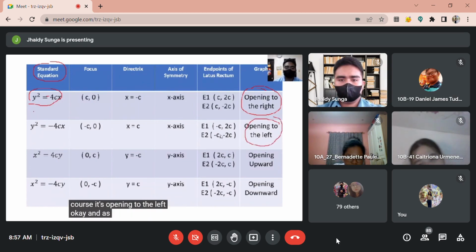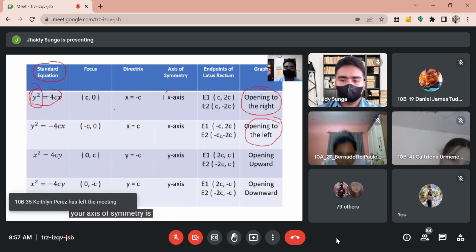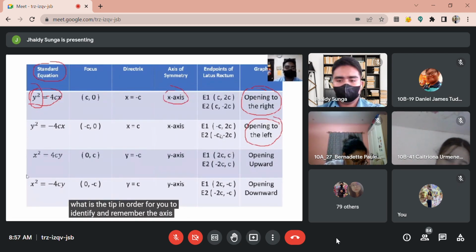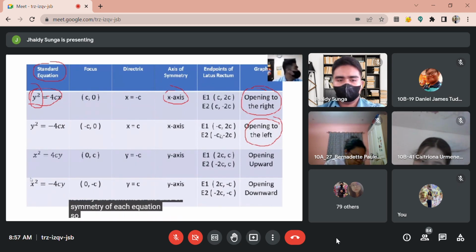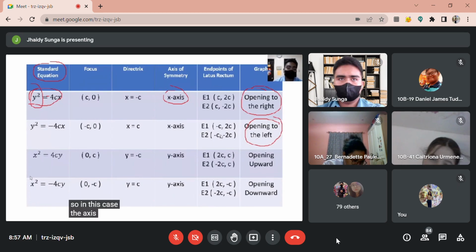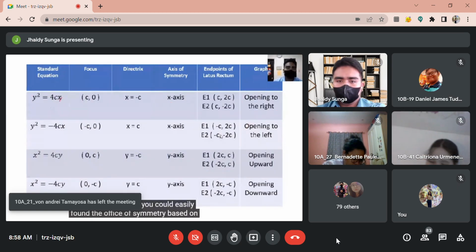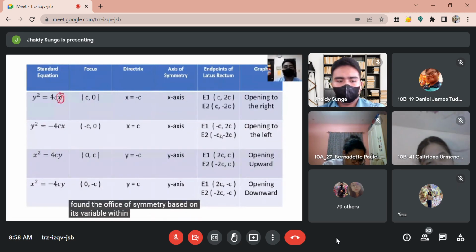Okay? And as you will notice, if you have y squared, your axis of symmetry is the x-axis. What is the tip in order for you to identify and remember the axis of symmetry of each equation? You could easily find the axis of symmetry based on the variable within the equation, without the square. All right. So in this case, we have x. That's why your axis of symmetry is the x-axis. Now same goes for the other one. Even though it's negative, it's still the x-axis.